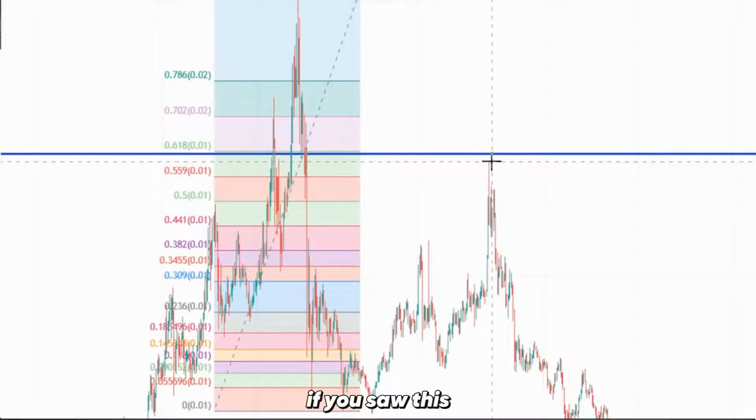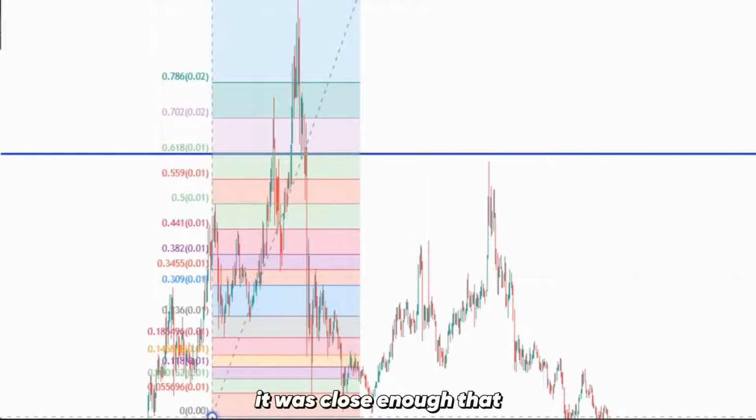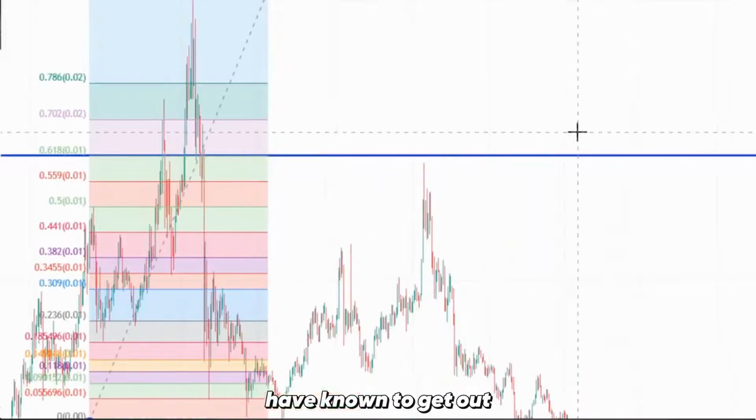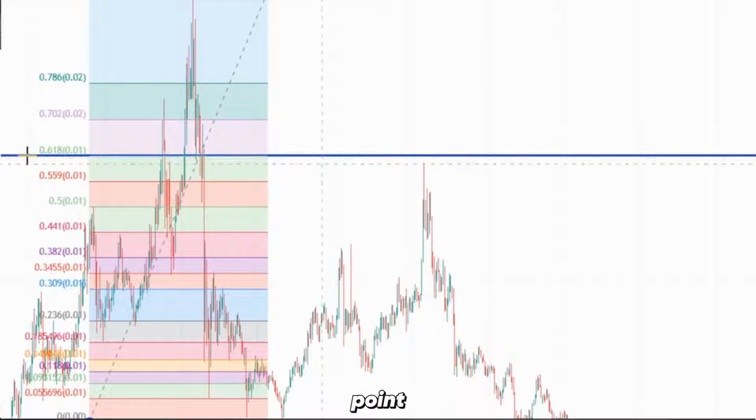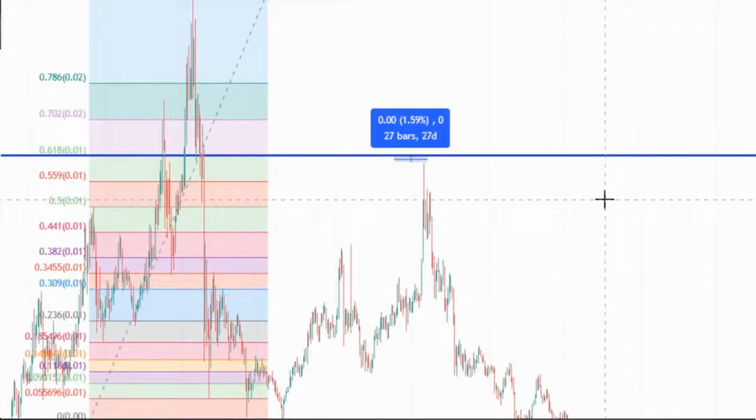Obviously, if you saw this price, you'd be like, oh no, it didn't hit the price exactly. It doesn't matter. It was close enough that you should have known to get out. Why are you gambling for what is this, like a small 1%, just because it needs to hit the 1%? I'm not going to get out, right?